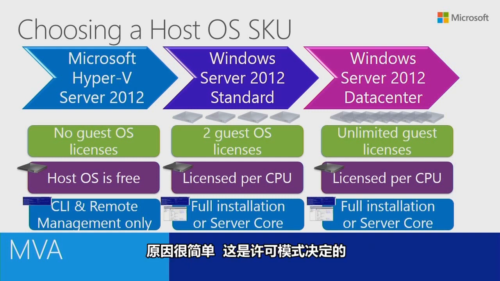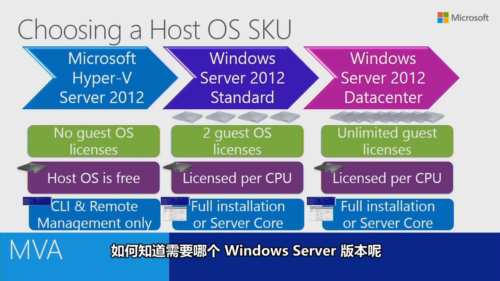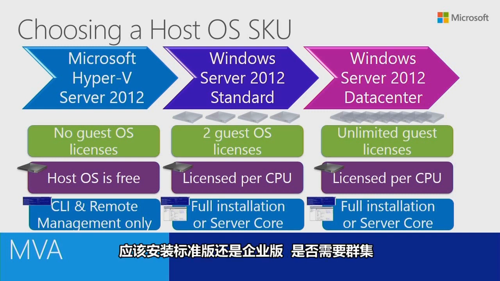Why is this? Very simple. It's all about licensing now, to make it really easy. One of the things you told us was, Jeff, if I want to be able to license a server, how do I know which version of Windows Server? Should I do Standard? Should I do Enterprise? Do I want clustering? There were a lot of considerations about it. Now we've made it really simple.